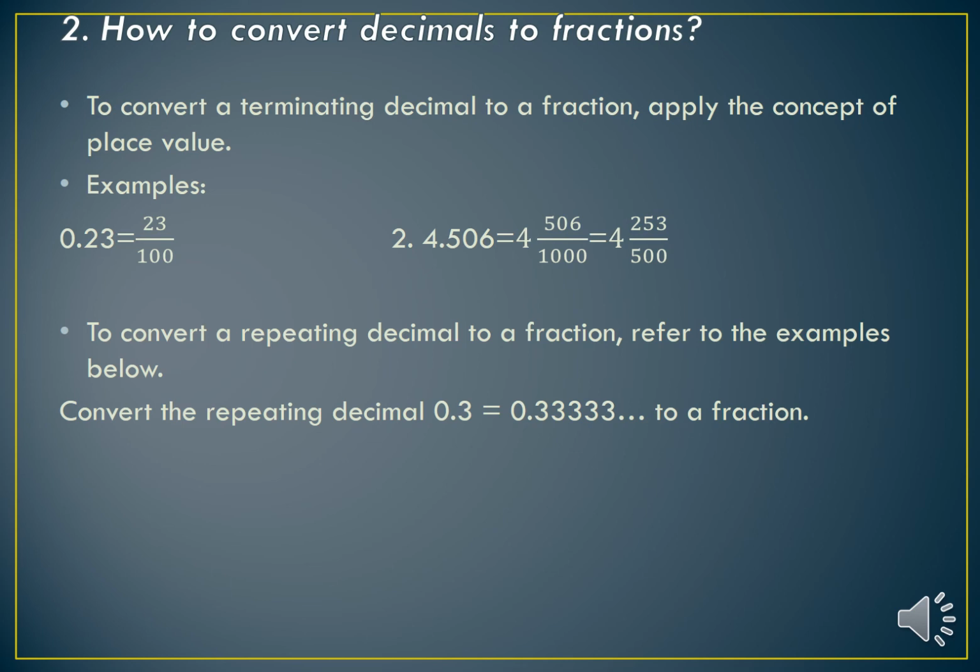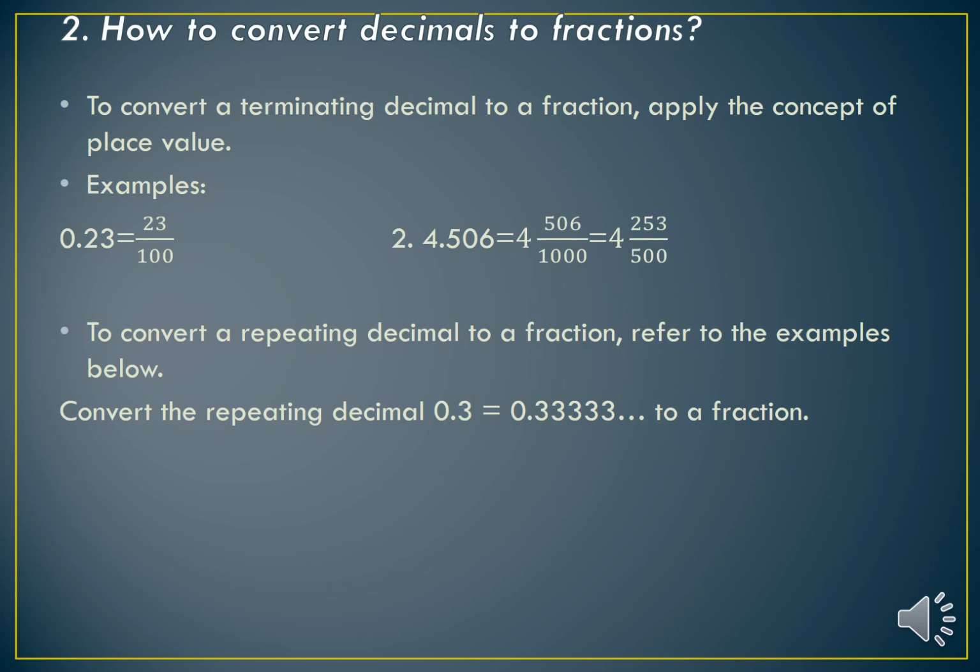How to convert decimals to fractions? To convert a terminating decimal to a fraction, apply the concept of place value. Example, 23 hundredths. So, what is the place value of the decimal? We have tenths, hundredths. So, therefore, it is equal to 23 over 100. Number 2 example, 4 and 506 thousandths.